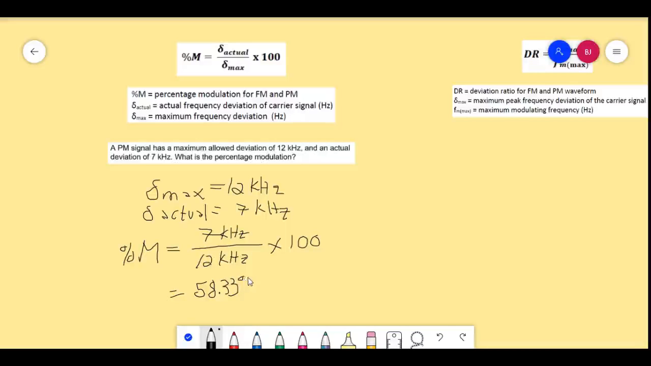The unit of percent modulation is already found on its name and should be in percent. So we need to have the actual and the maximum frequency deviation on hand to be able to solve this. If we don't have an actual frequency deviation, we won't be able to get the percentage modulation for both FM and PM.